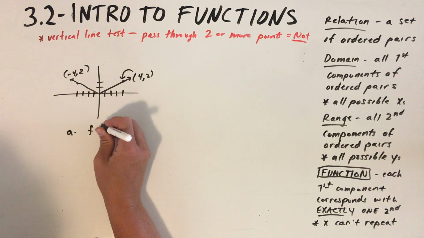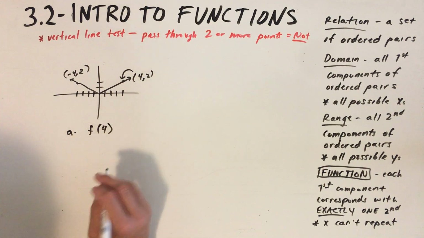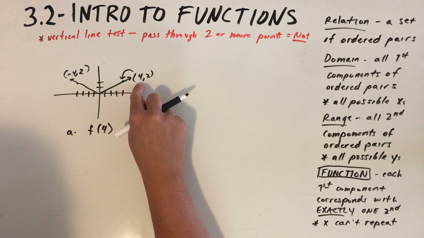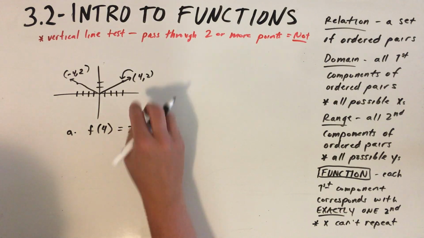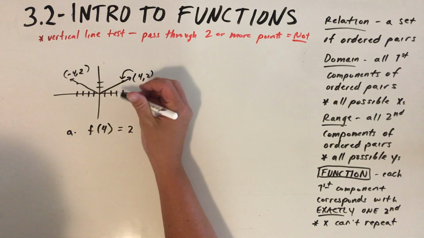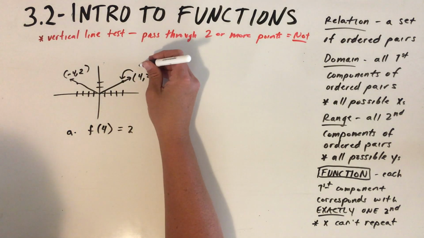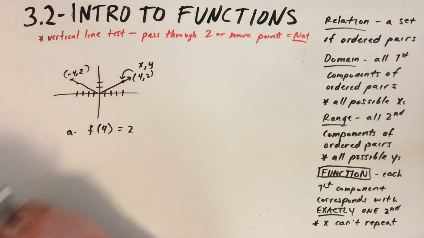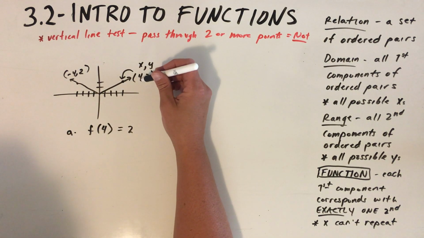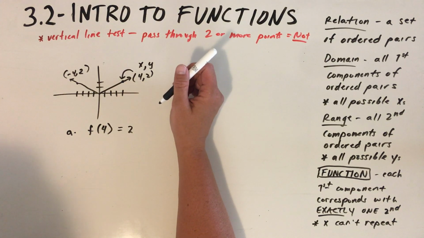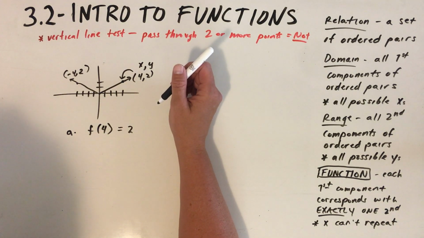So if I said, looking at this, the question here is, what is the f of 4? Well, when x is 4, y is 2. That is this point right here. This is my x value and this is my y value. So by visually looking, we can see that this is the f of 4.